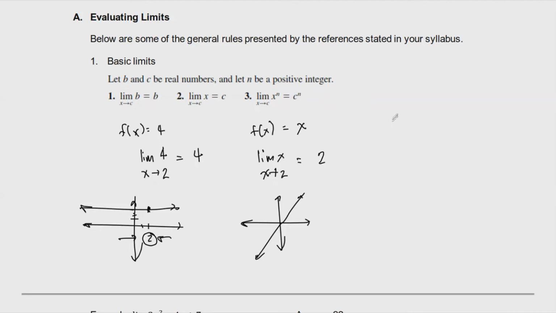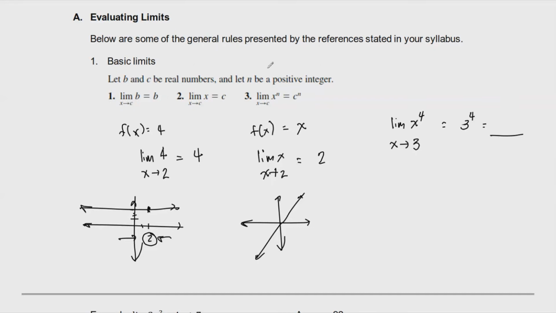So if we have, for example, the limit of x to the 4th, and then we need to find the value as x approaches 3, then what we need to do is simply substitute this value into the equation. So we get 3 to the 4th, and I will not be evaluating this further. But in the exam or in your activities, you need to give the value of this. Okay, so that's all for our basic limits.